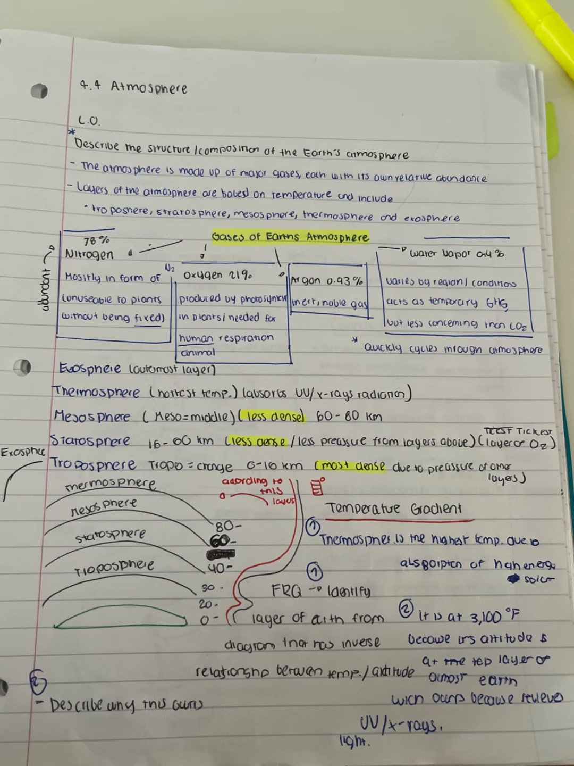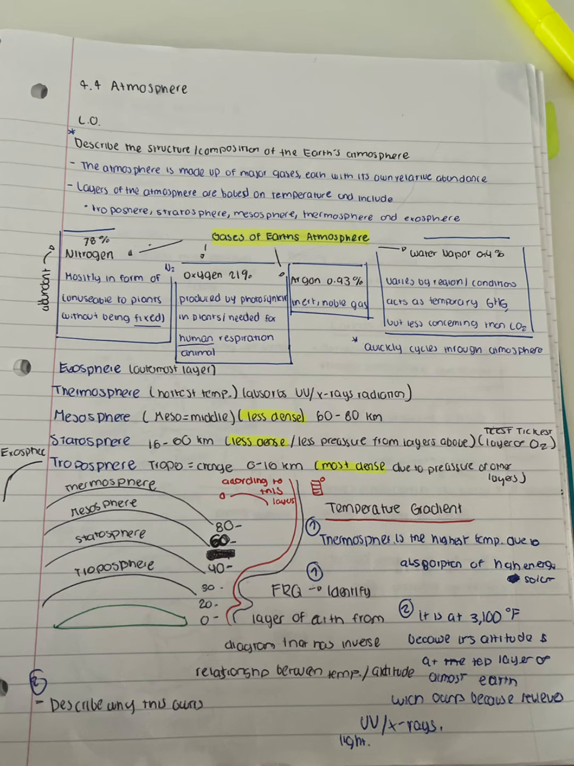Moving on, we have our temperature gradient, which is according to these layers in order. And so we have the troposphere, which is 0 to 30. Then the stratosphere, which is at 40. We have the mesosphere, which is at 60, and the thermosphere, which is at 80.